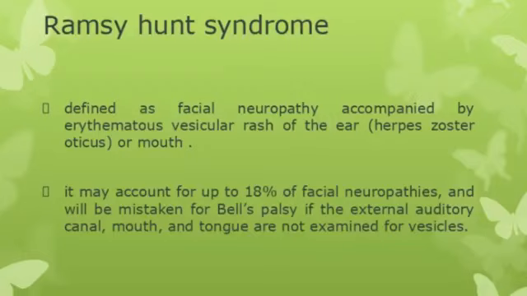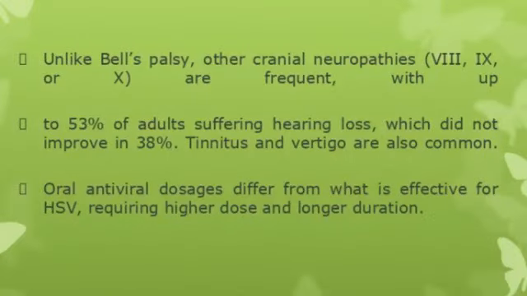Ramsay Hunt syndrome is defined as facial neuropathy accompanied by an erythematous vesicular rash of the ear, so-called herpes zoster oticus, or a vesicular rash of the mouth. It may account for up to 18% of facial neuropathies and will be mistaken for Bell's palsy if the external auditory canal, mouth, and tongue are not examined for vesicles. Unlike Bell's palsy, in Ramsay Hunt syndrome other cranial neuropathies can occur. Involvement of the 8th, 9th, and 10th cranial nerves is frequent, with up to 53% of adults suffering hearing loss, which does not improve in 38%. Tinnitus and vertigo are also common.